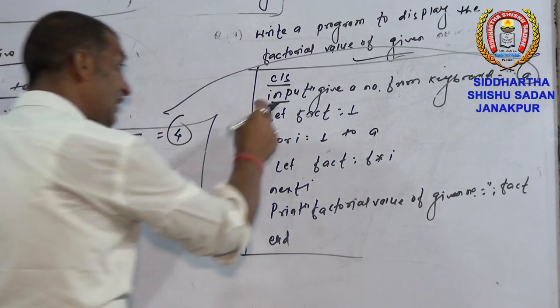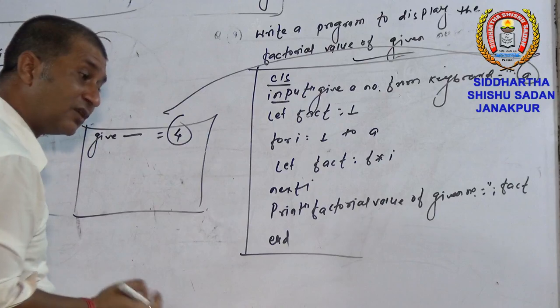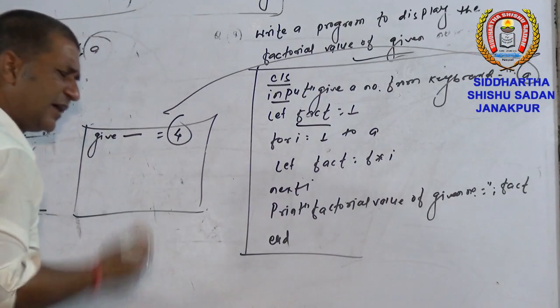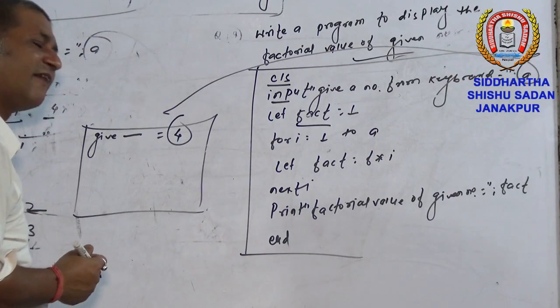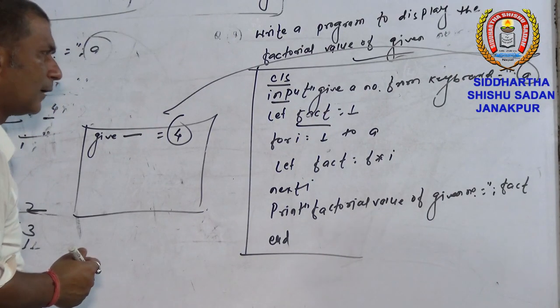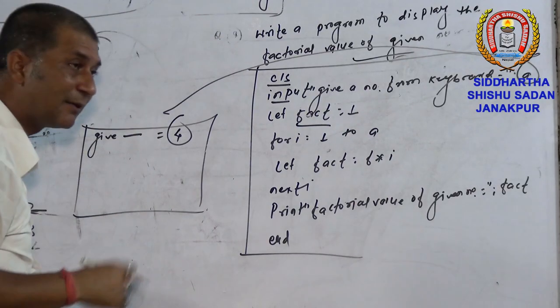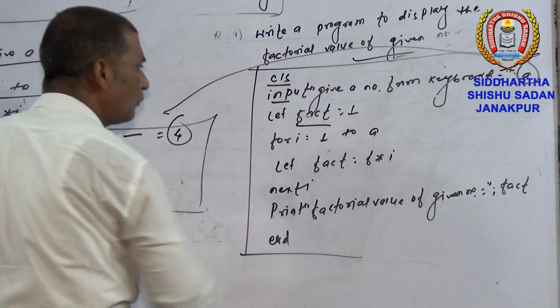Now, we have written let fact equal to 1. Why fact equal to 1? Because we are calculating the factorial value. Fact is a kind of variable, and we have taken fact equal to 1. But you are always suggested to declare the name of a variable according to the nature of work. So that is fact equal to 1.